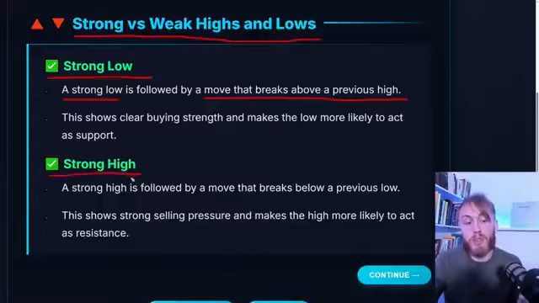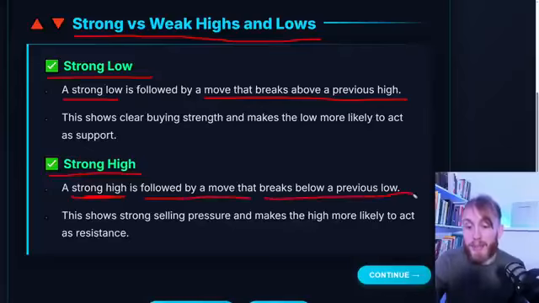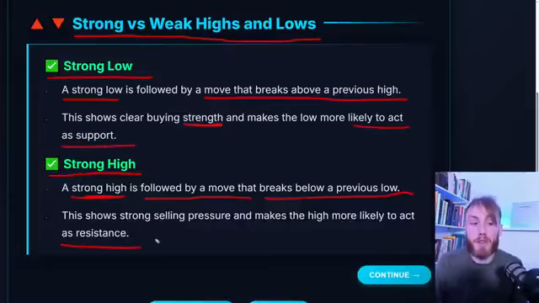The same thing, but the opposite, is true for the strong high. A strong high is followed by a move that breaks below the previous swing low. And in both of these cases, it shows clear strength and makes the levels more likely to act as either support or resistance in the future.